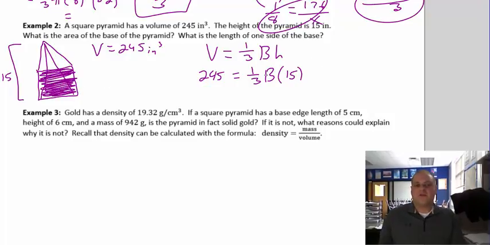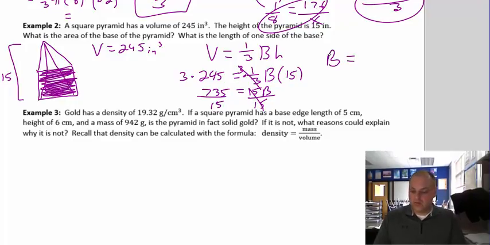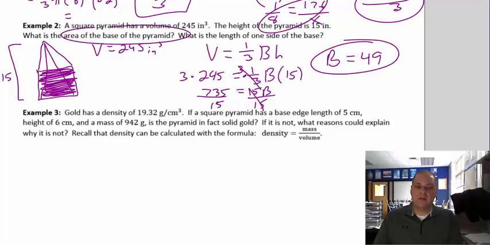All right, so we're solving an equation. What could you do here? You could divide by 15. You could multiply by 3. I'm going to multiply by 3 just so I avoid fractions. That cancels out the 1/3. That gives me 735 equals 15B. B times 15 is the same as 15B. And then divide by 15. All right, so B equals 49. Okay, so my base area is 49.